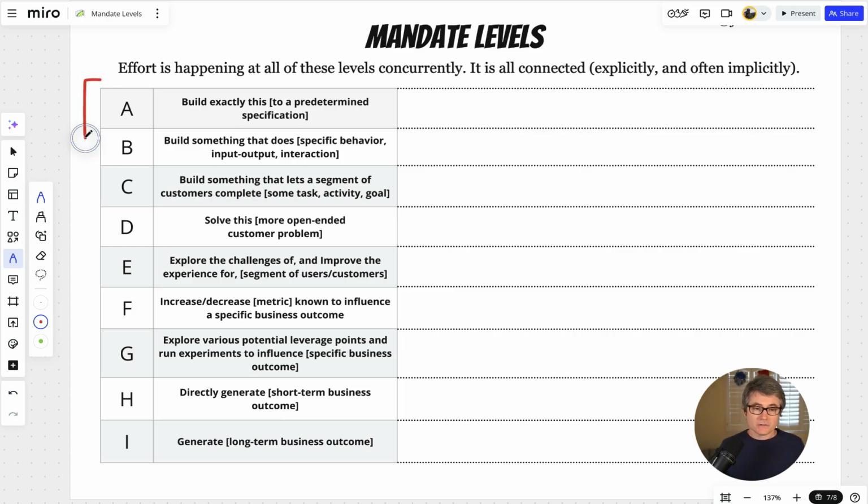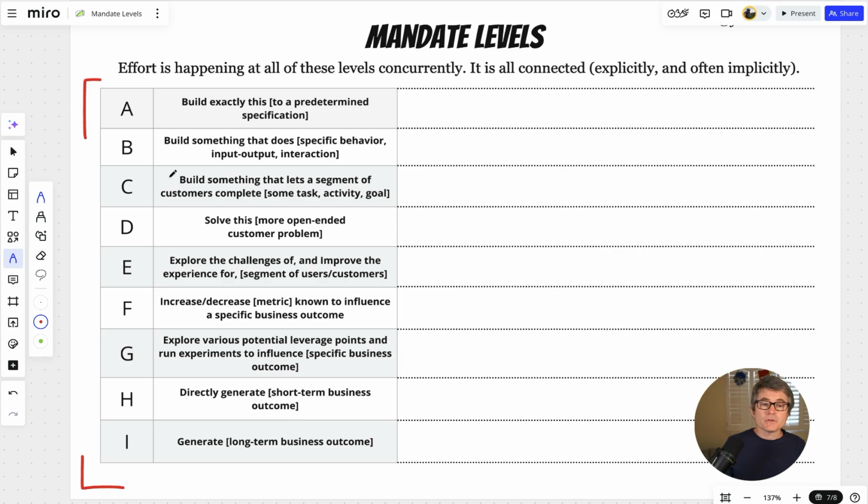So the mandate levels are a lettered list of mandates. You could think of these as decision authority or sphere of responsibility or scope, and it starts with A: build exactly this to a predetermined specification. Very, very, very prescriptive. B goes to build something that does a specific behavior.